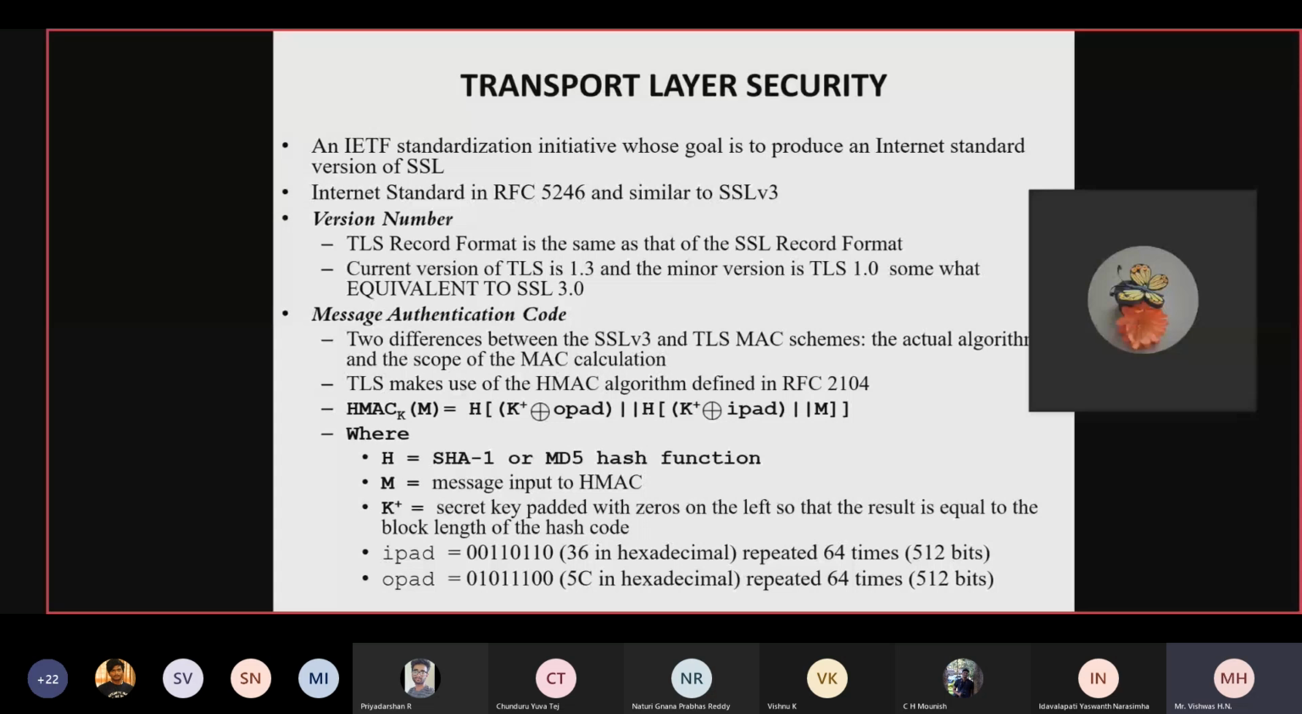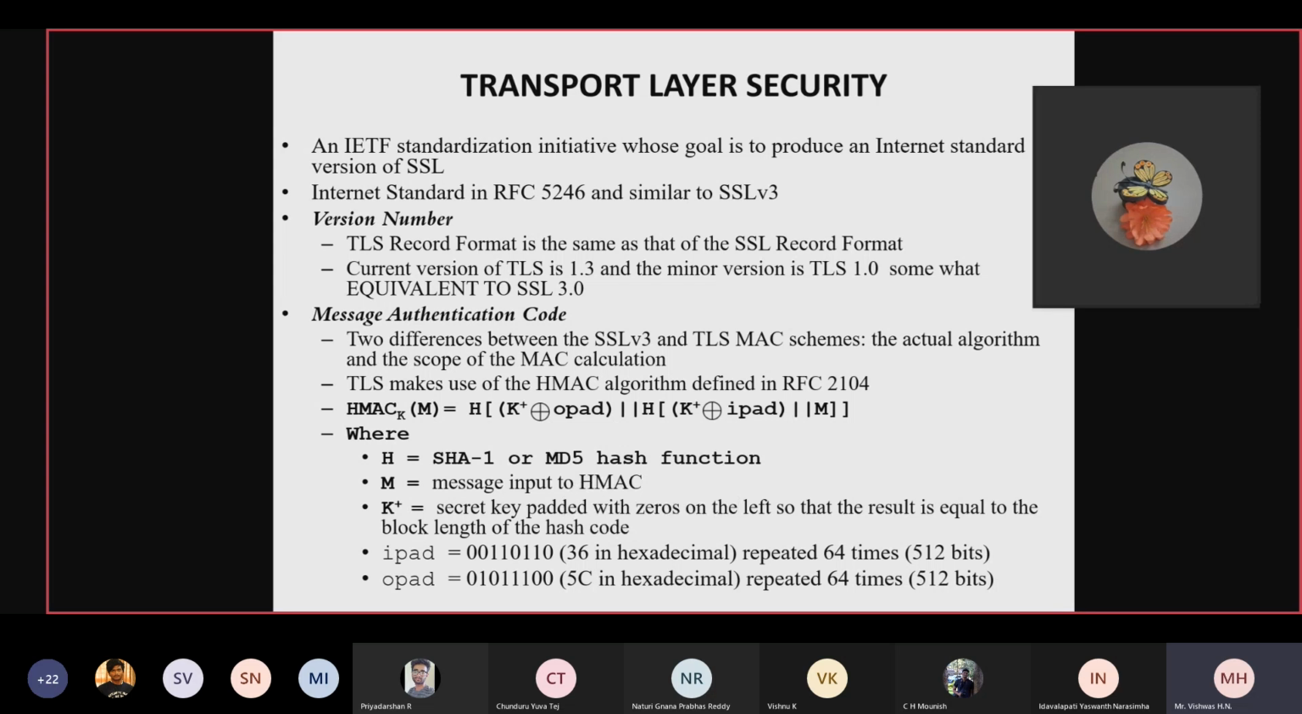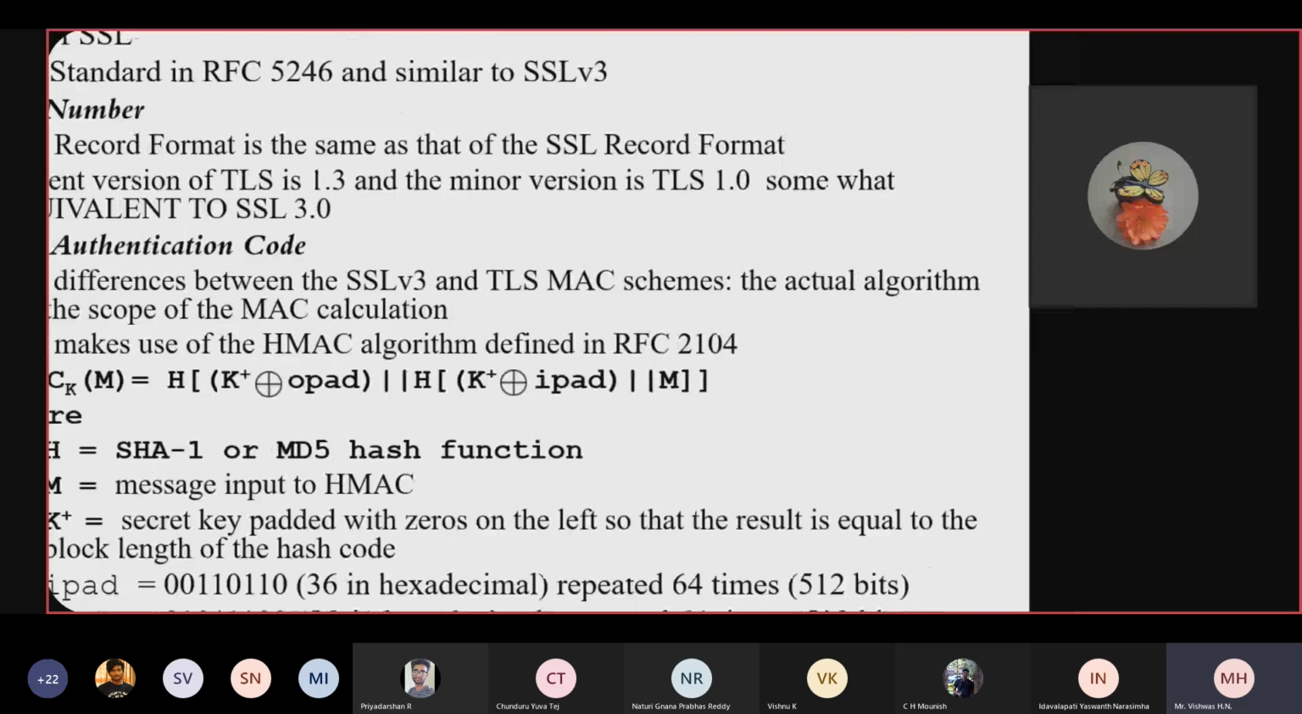So the preparation of the message authentication code, all those things we are not studying here. The difference between SSL version 3 and TLS is the actual algorithm, and the scope of the MAC calculation is different here. Basically TLS uses the HMAC algorithm, and whatever SSL uses we have discussed already. So TLS uses the HMAC algorithm for authentication, basically the message authentication code.